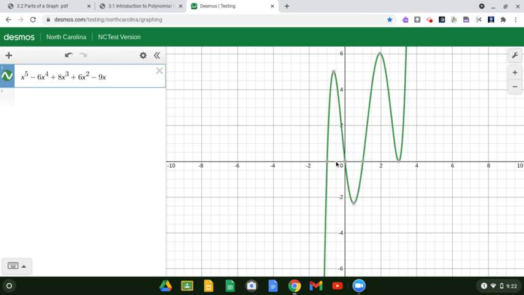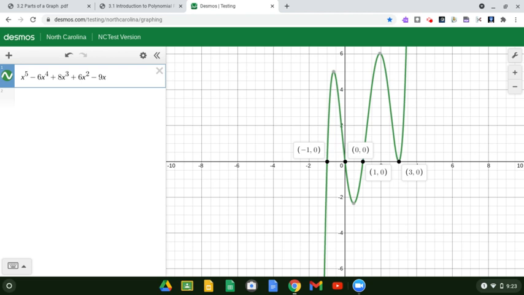Okay, so let's look. The graph crosses the x-axis at -1. That's a multiplicity of 1. 0. That's a multiplicity of 1. 1. That's a multiplicity of 1. When a graph bounces off the x-axis, that indicates a multiplicity of 2. That is a double root, okay? So it has a double root or multiplicity of 2 at x equals 3.